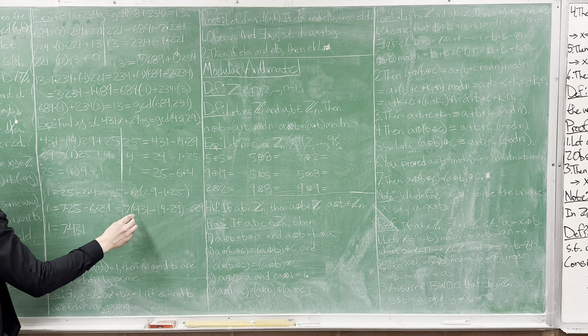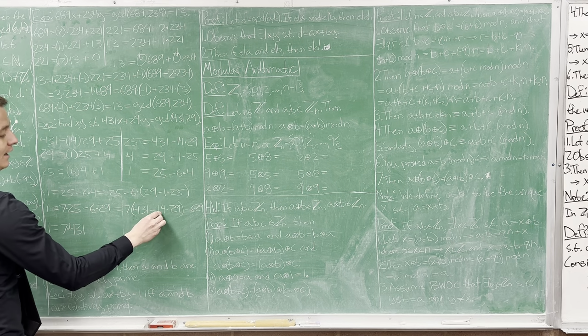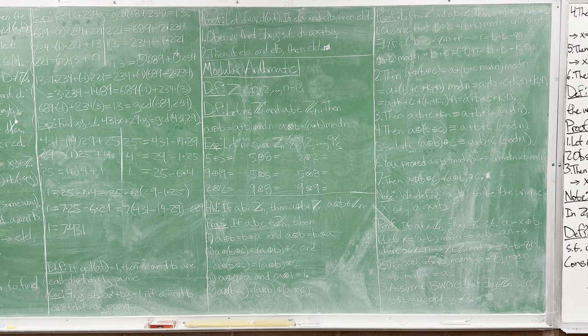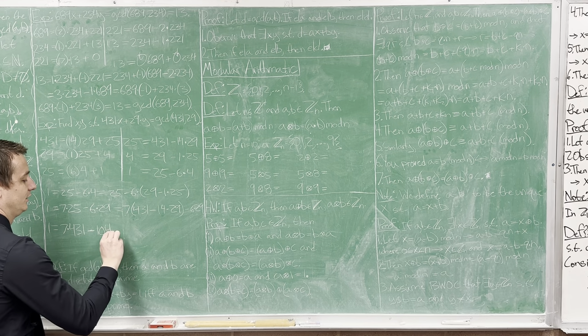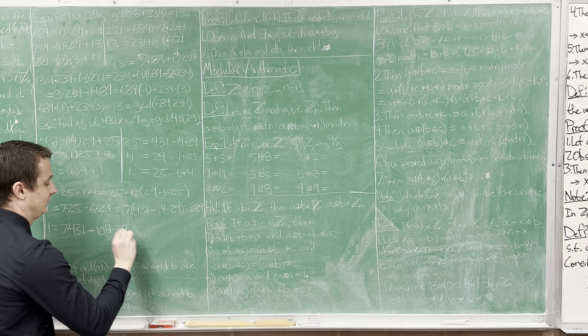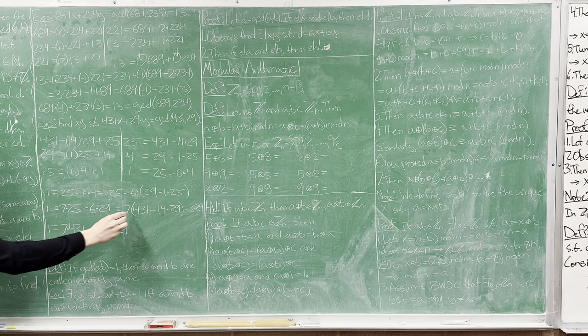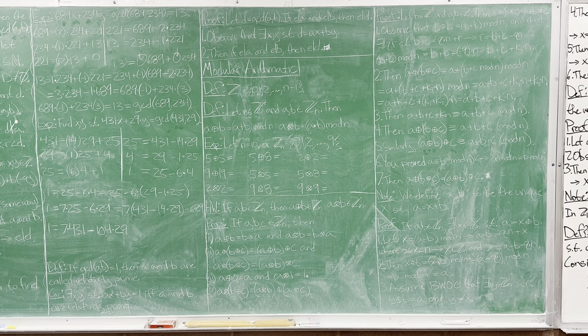So we have negative 98 here, minus 6 gives us? Negative 98 minus 6 is negative 104. Okay. Anyways, there we go.